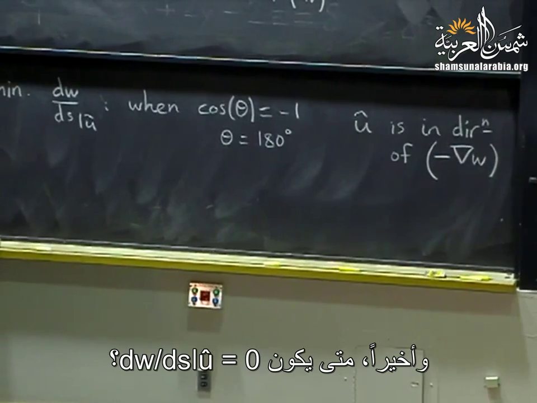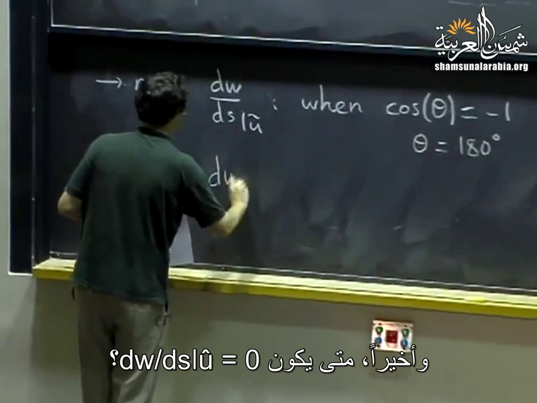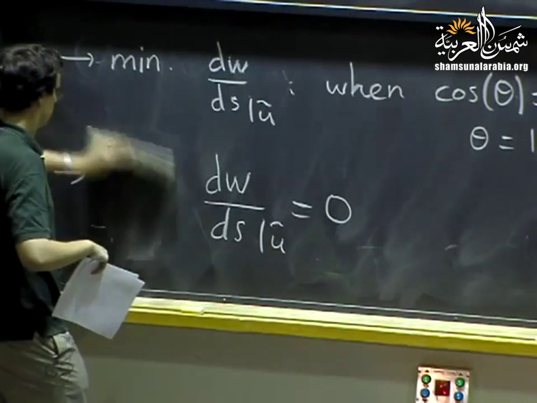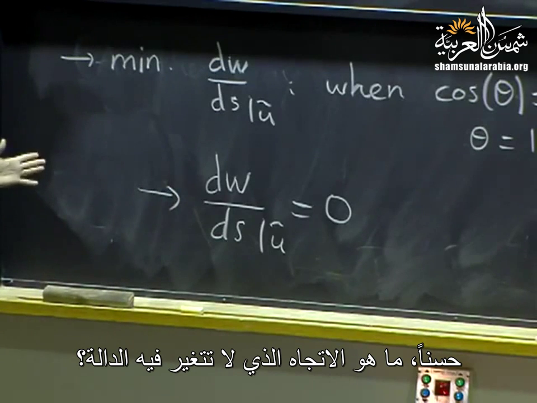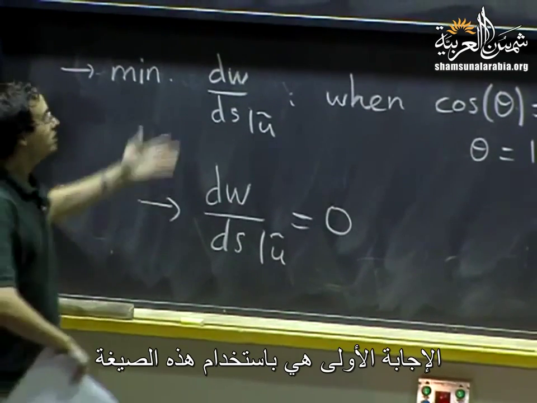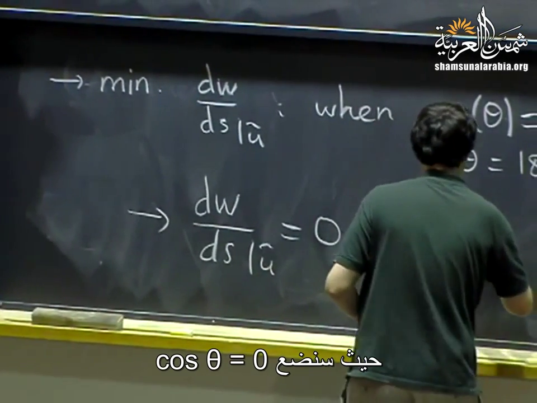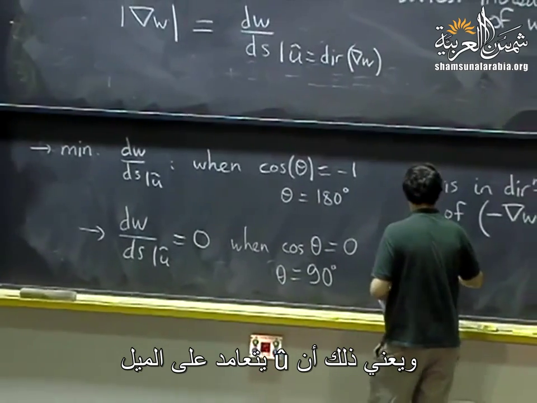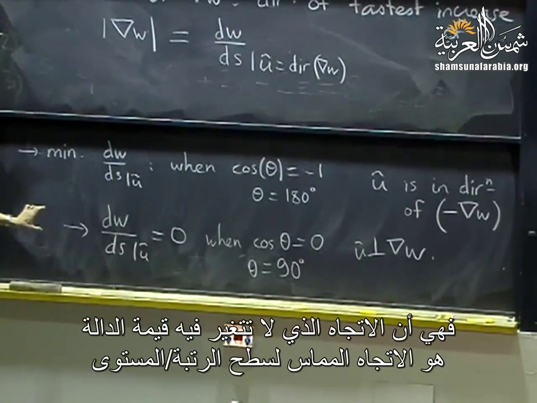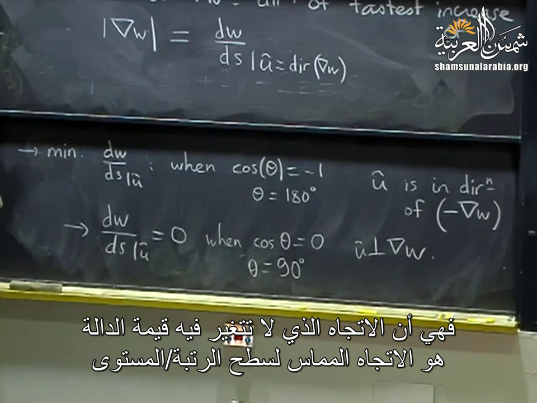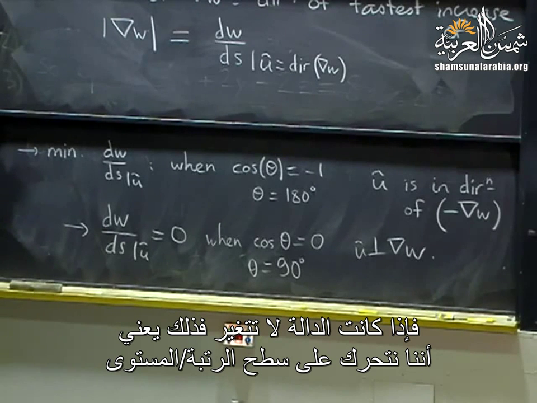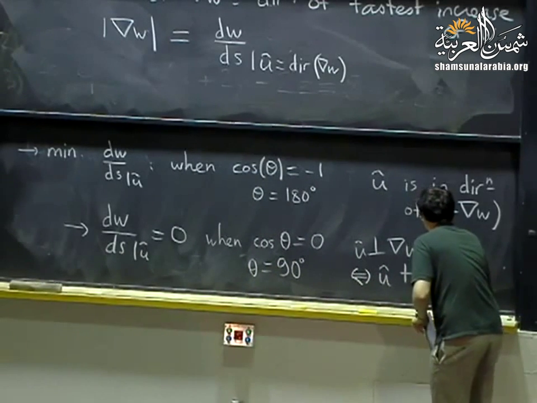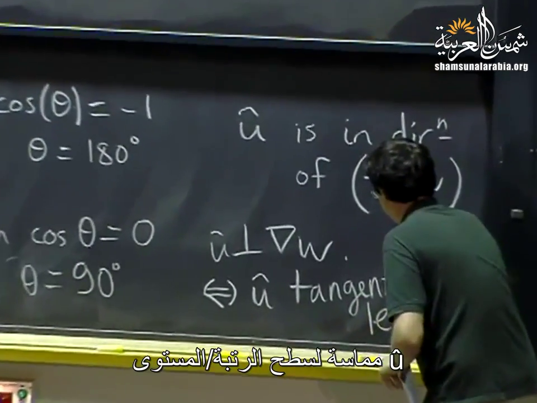And finally, when do we have dw/ds equals 0? So in which direction does the function not change? Well, we have two answers to that. One is to just use that formula. So that's when cosine theta equals 0. That means theta equals 90 degrees. That means that u is perpendicular to the gradient. The other way to think about it, a direction in which the value doesn't change, is a direction that's tangent to the level surface. If we are not changing, it means we are moving along the level. And that's the same thing as being tangent to the level.